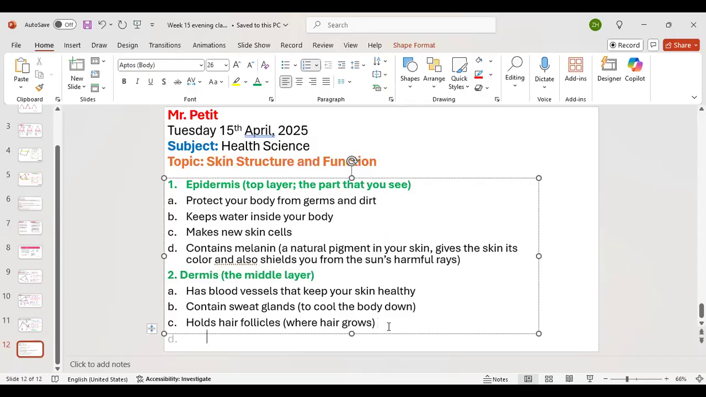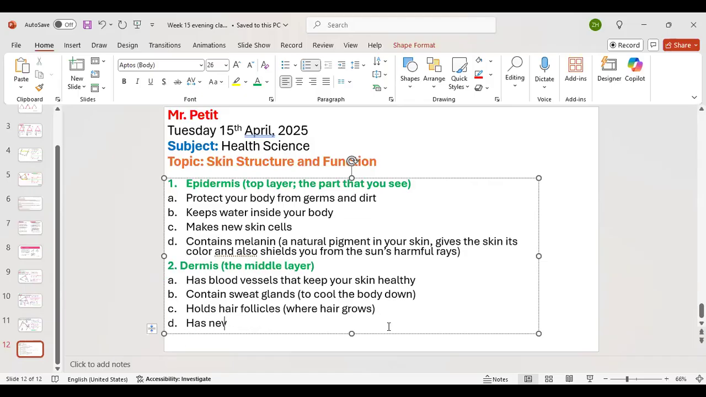And then it also has nerve endings, so you can feel things like what? Like hot, touch, cold, or pain. Okay.